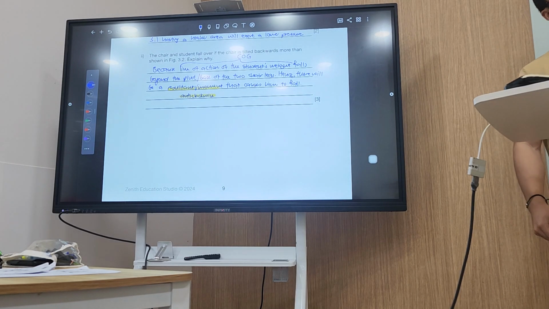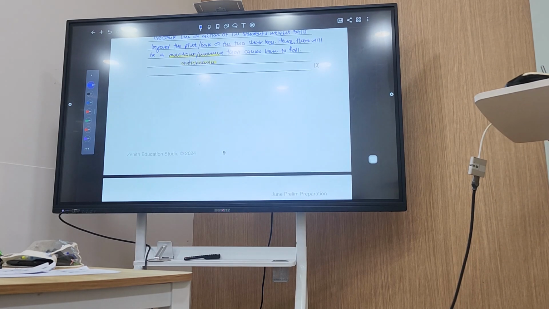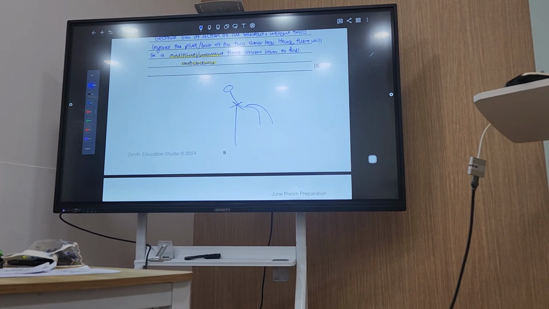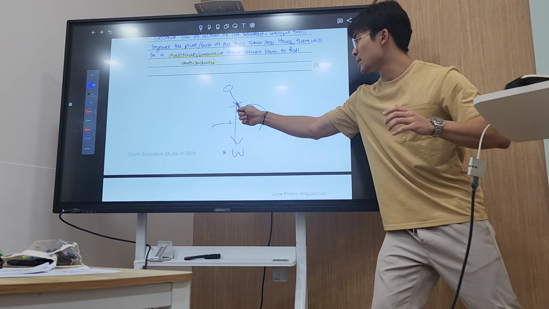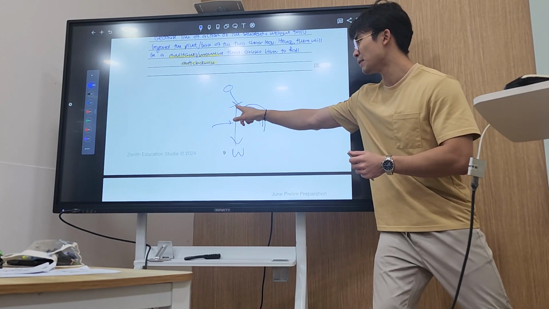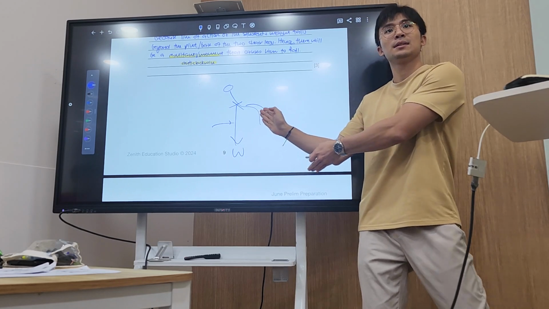I thought line of action is the thing where it acts on and then the center of gravity. Yeah, correct. But if I visualize this fella, you lie down. Your center of gravity, this is your weight. This is the line of action. This is your center of gravity. So your center of gravity cannot be next to it. They are the same point.